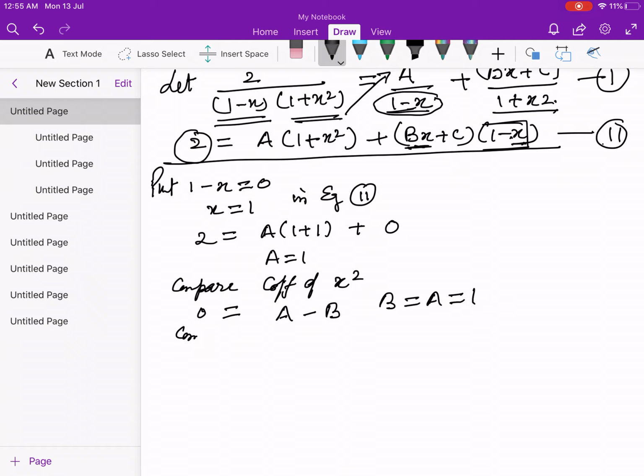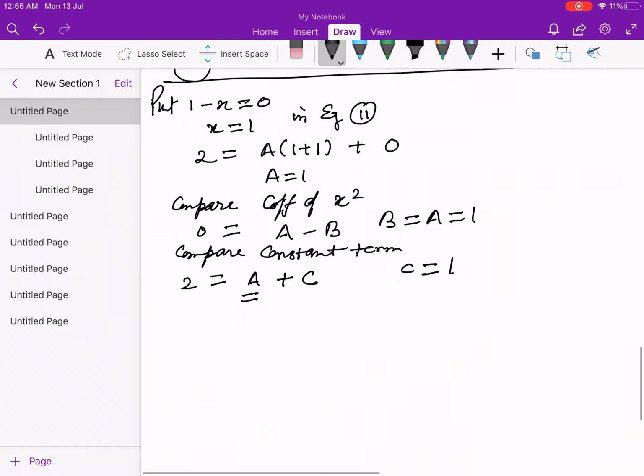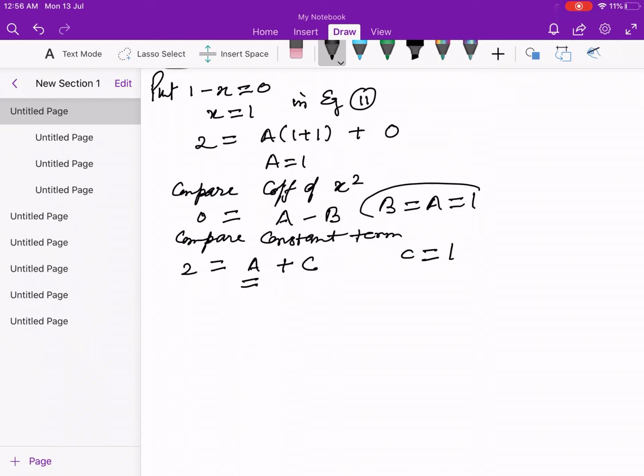Next is compare the constant term. Which is the constant term in equation 2? Left side 2, right side a into 1, that is a, and then c into 1 here. So if you put the value of a as 1, c is also equal to 1. So this is how we got the values of a, b, and of course c, all as 1.